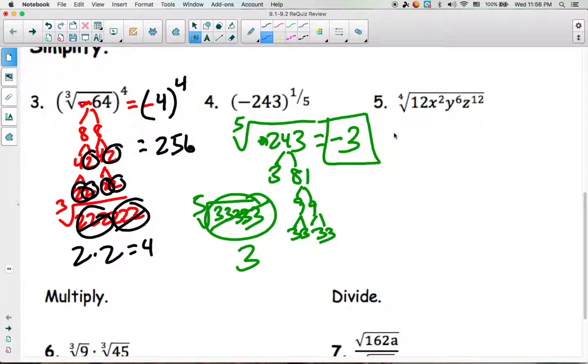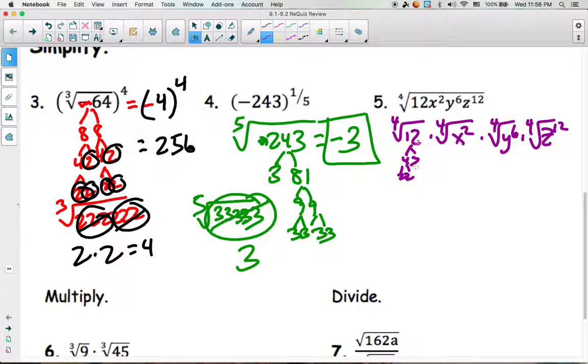We're going to write it as the fourth root of 12 times the fourth root of x squared times the fourth root of y to the 6 times the fourth root of z to the 12th. And then we're going to go through and simplify each individual part. Now, the fourth root of 12 is just 4 times 3 and 2 times 2. There's not 4 of the same number, so we're going to leave this as the fourth root of 12. For the fourth root of x squared, there's only 2 x's, x times x. There's not 4 of them, so nothing will simplify there.